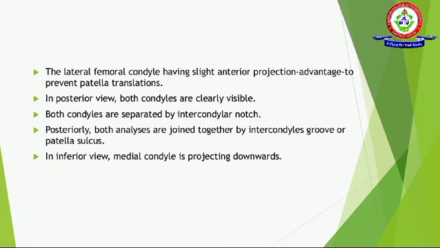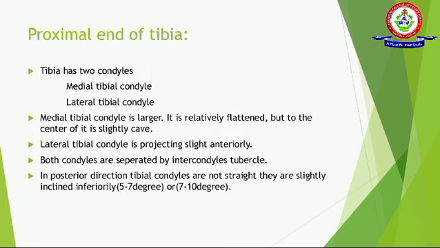In posterior view, both condyles are clearly visible. Both condyles are separated by intercondylar notch. Posteriorly, both condyles are joined together by intercondylar groove or patellar sulcus. In inferior view, medial condyle is projecting downwards. Then we can see detailed about proximal end of tibia.